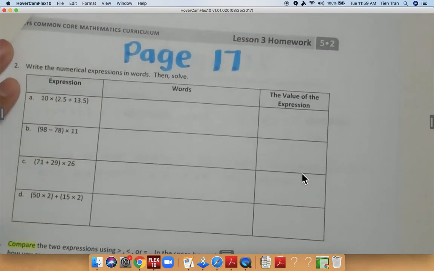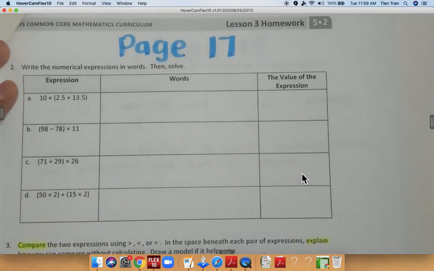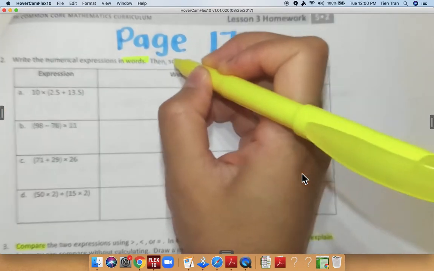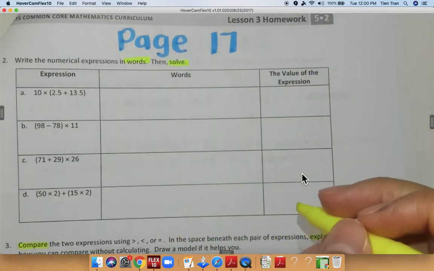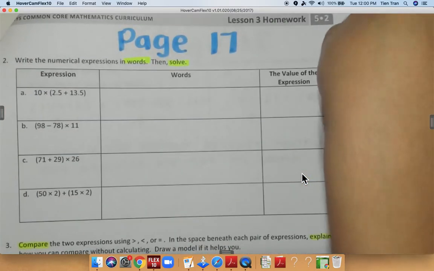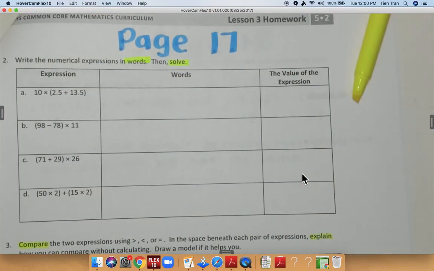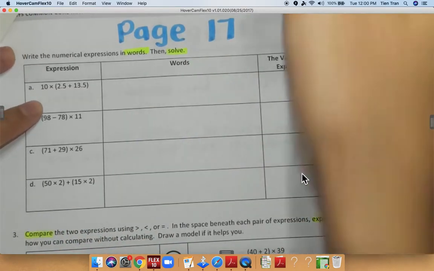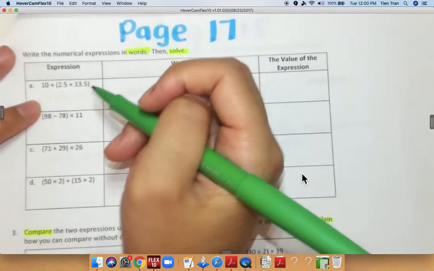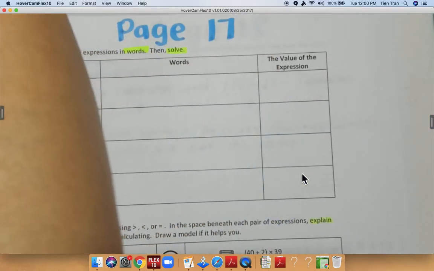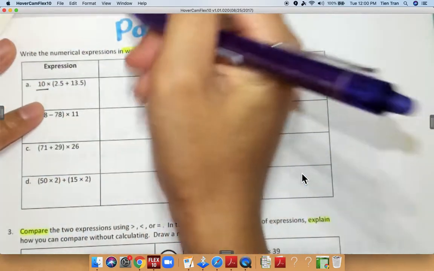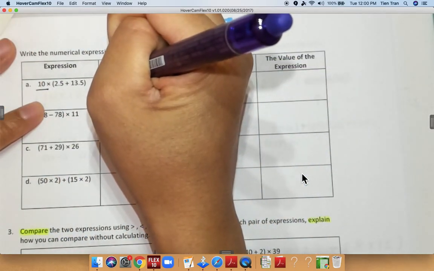For page number 17, they want you to write the numerical expressions in words. So you're going to make it in words and then you solve. So for this one, you're actually going to solve your answer. So make sure that you have an answer to the equation. So how do you write numerical words? What you're going to do is do exactly what we did when we were learning about word form. So right here we have 10 times. So I'm going to write 10 times.